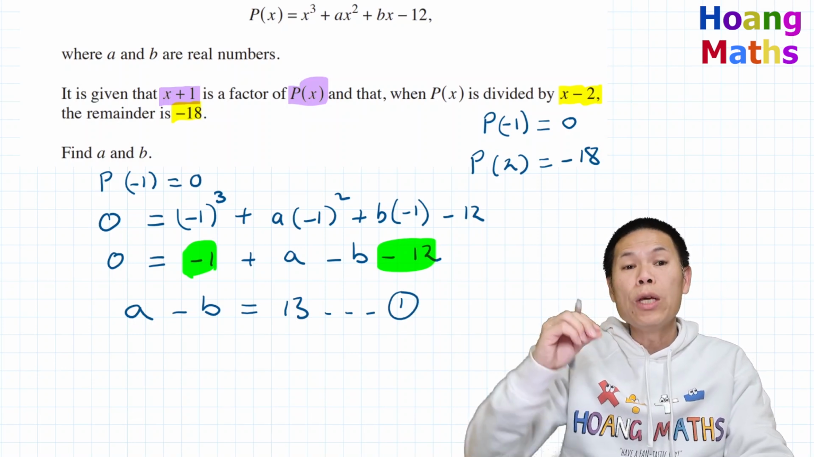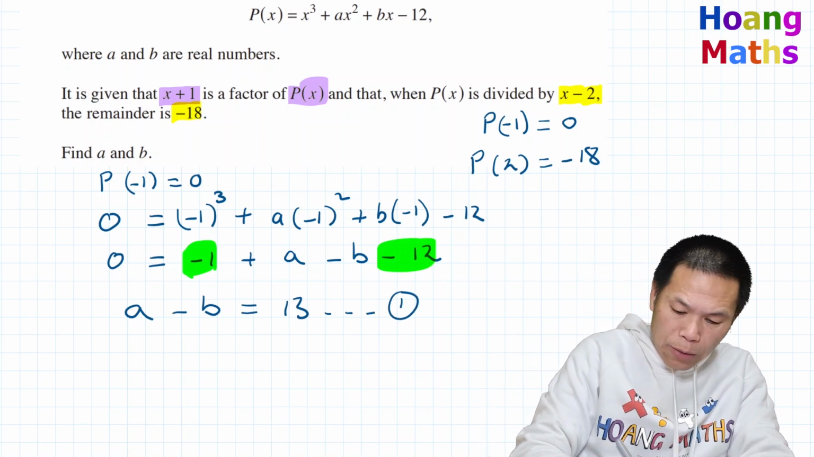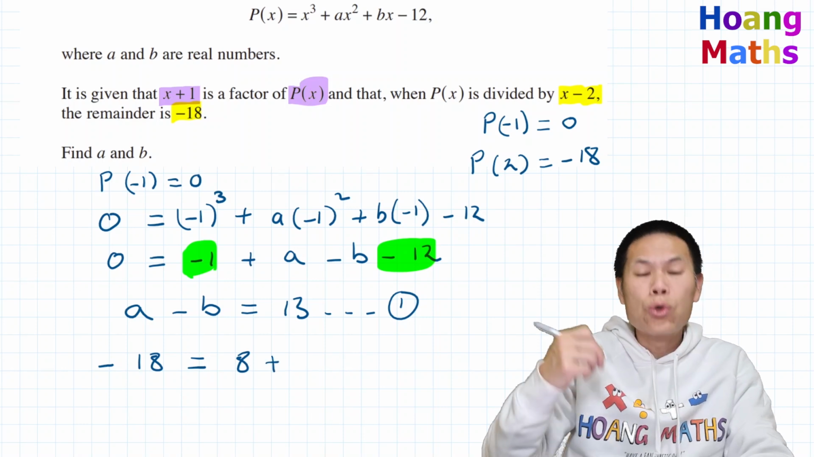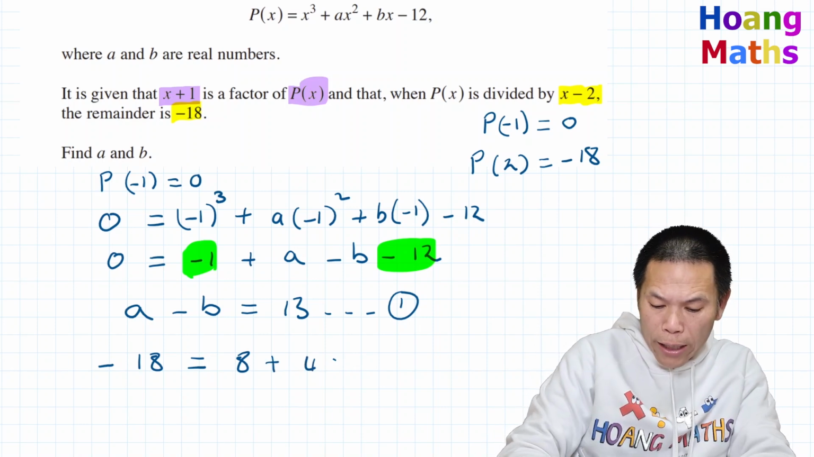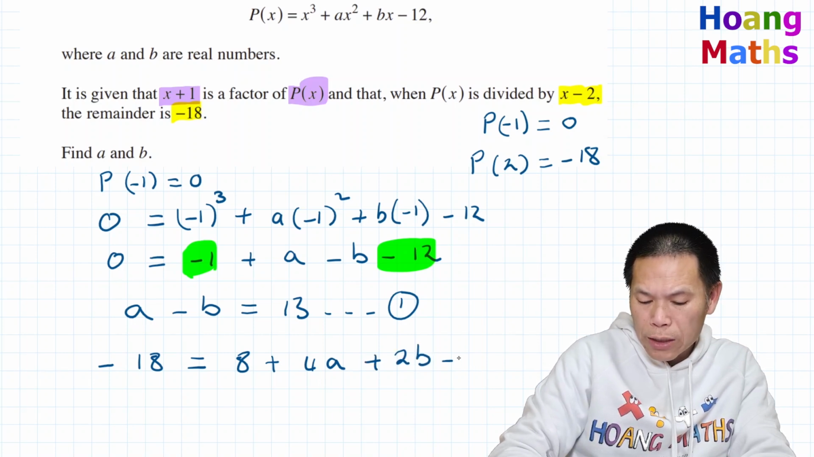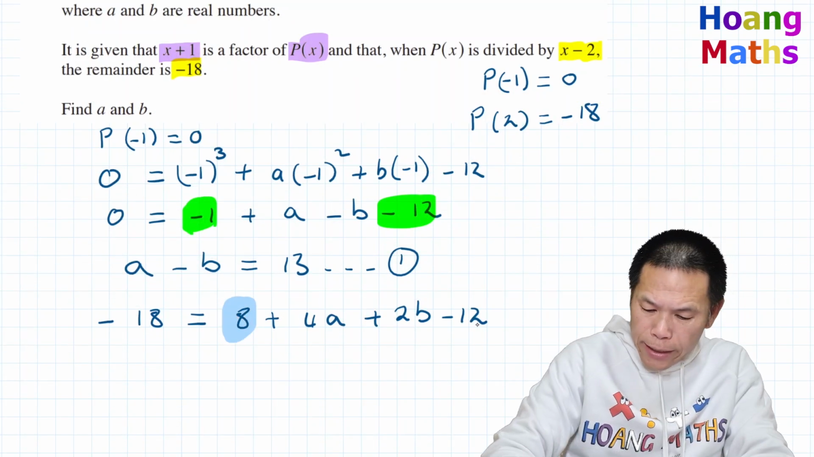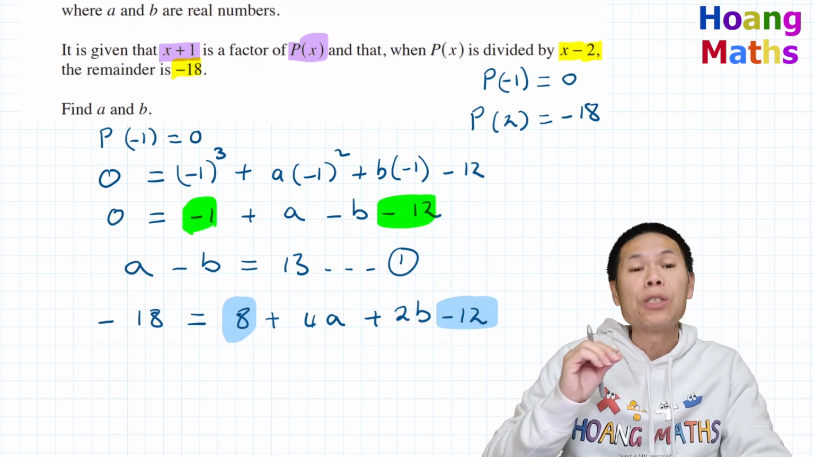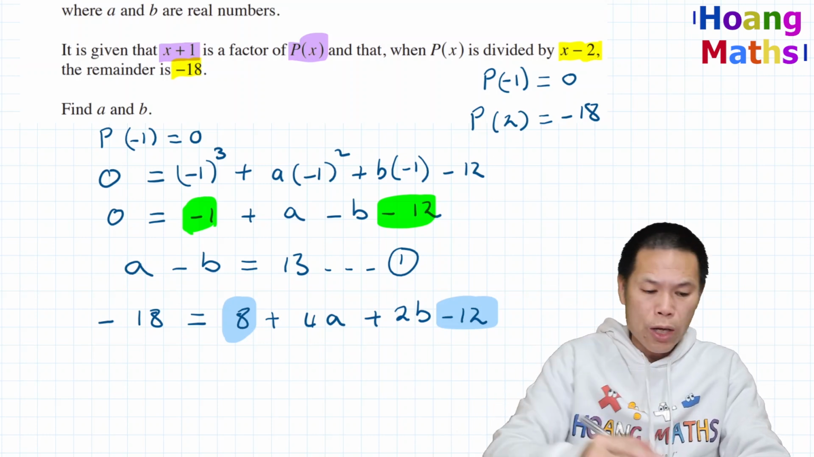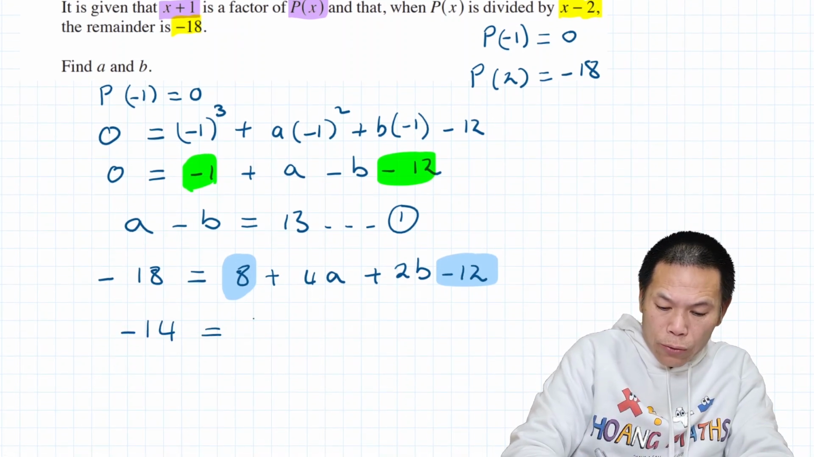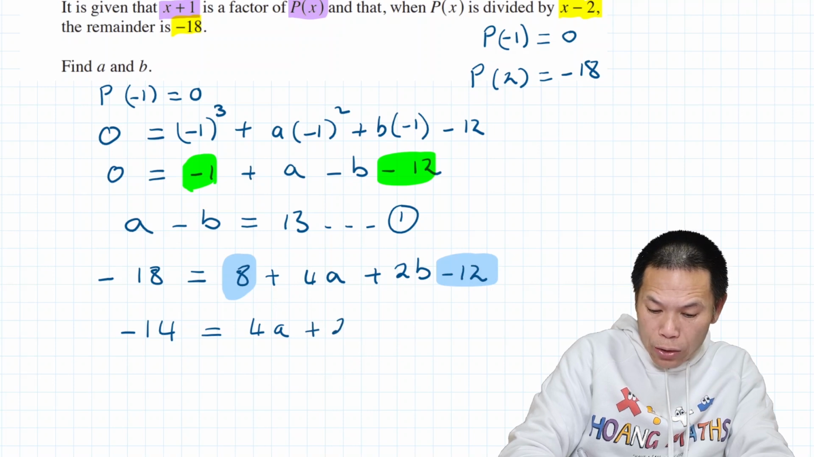And then P(2) is equal to -18. So this means that -18 is 2 to the power of 3, which gives me 8, plus 2 squared is 4, 4 times a is 4a, and then 2 times b is 2b, and then minus 12. So 8 minus 12 is -4, and moving that to this side becomes plus 4. So -18 plus 4 gives me -14. That is -14 = 4a + 2b.